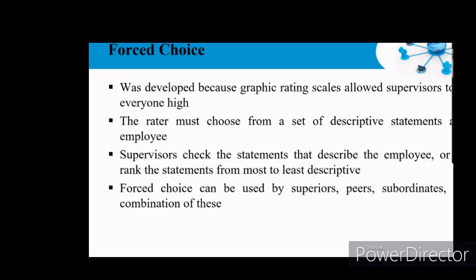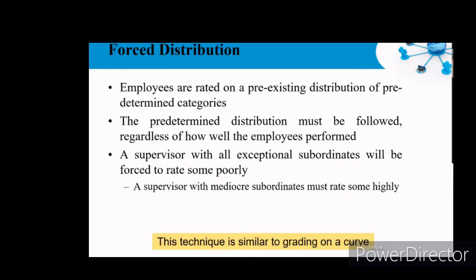So this is what is forced on the whole organization to keep a certain balance. Employees are rated on a pre-existing distribution of predetermined categories. The predetermined distribution must be followed regardless of how well the employees performed. A supervisor with all exceptional subordinates will be forced to rate somebody poorly. A supervisor with mediocre subordinates must rate someone highly as well.